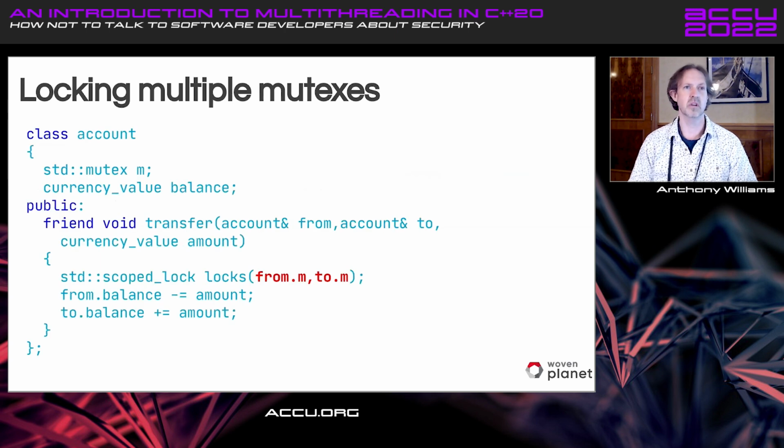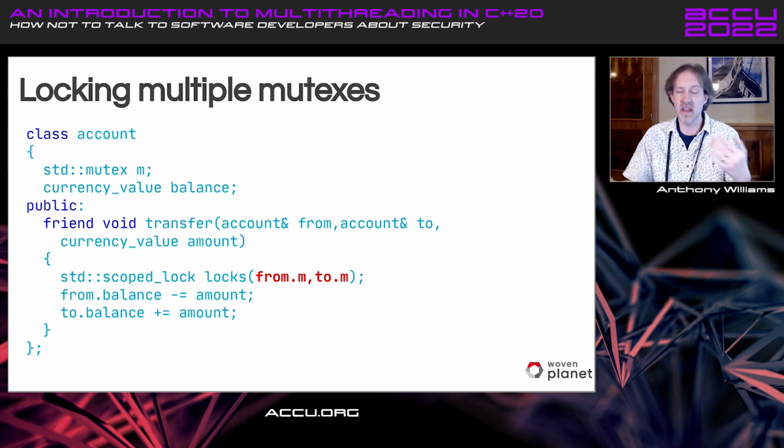Scoped lock says, don't do that. Just pass them both in. I want to lock 2 mutexes. Give me 2 mutexes to lock. I will work out how to avoid deadlock. The library will do that for you. You do not need to care about the order. You can pass the same order on different threads. You can pass different order on different threads. It doesn't matter. If you pass the same set of mutexes, it will avoid deadlock if you use scoped lock. So this is really nifty.